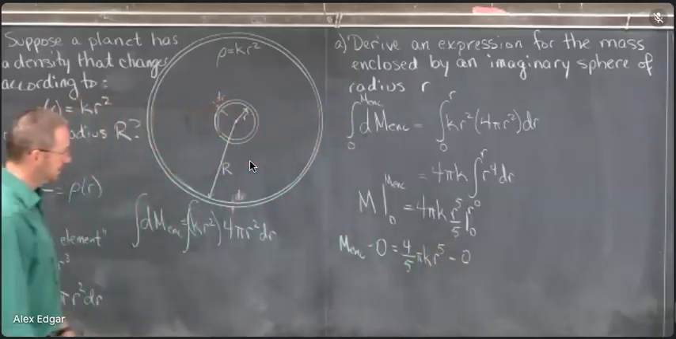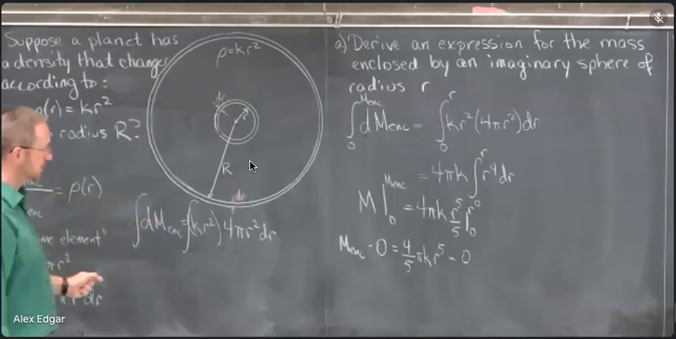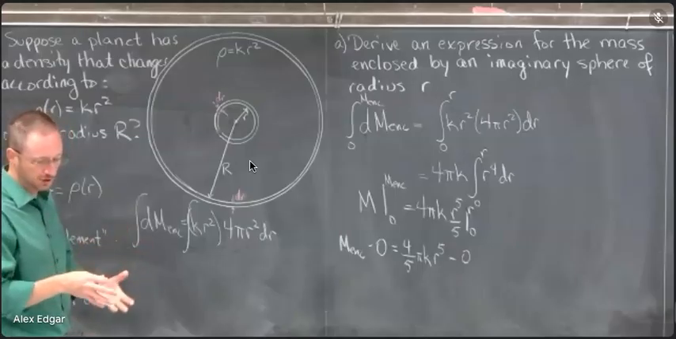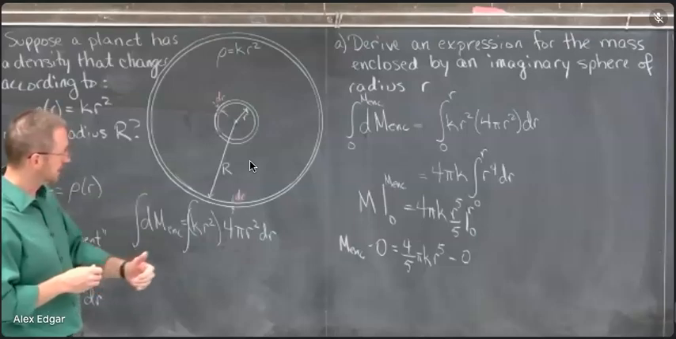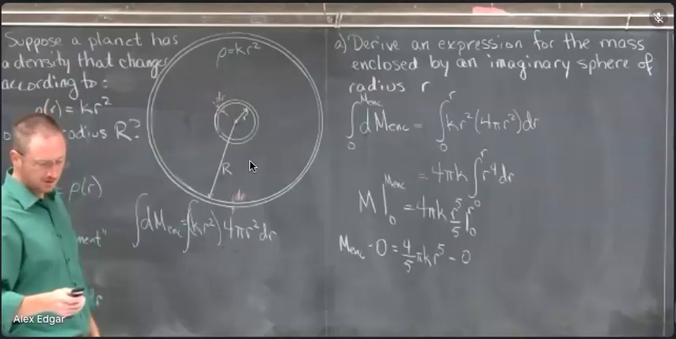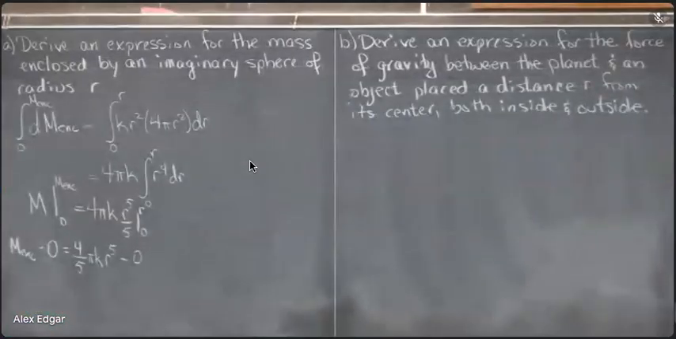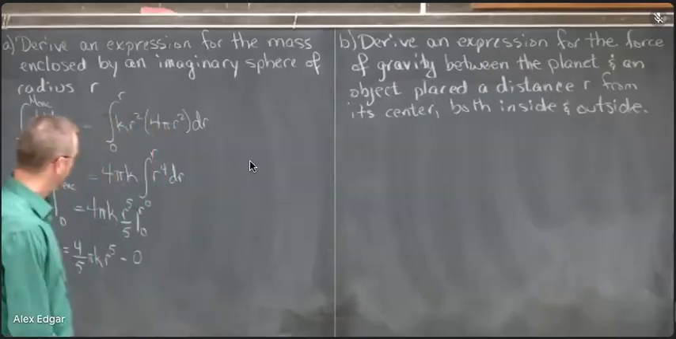Substituting in our limits, where we're going to have top limit minus bottom limit, we're going to end up with the mass enclosed being equal to this expression. Notice how this is a little bit different from last time, where it's not simply the total mass of the planet times some ratio. And that's because we have an equation that describes how dense the planet is at any given radius. Now we can use this to derive an equation for the force of gravity between the planet and an object that's placed that distance r away from its center.